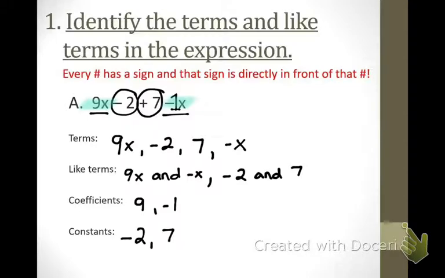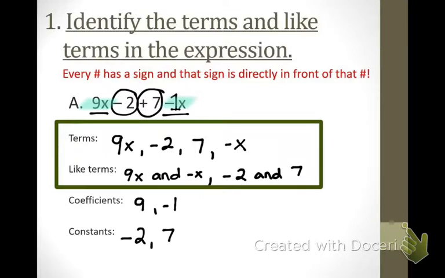Today on your homework, when you come to it, you're going to need to identify just the terms and the like terms. So when you do your homework, just like normal, you'll write the original problem, then you'll write out the word terms, write out the word like terms, and you'll identify what those are.